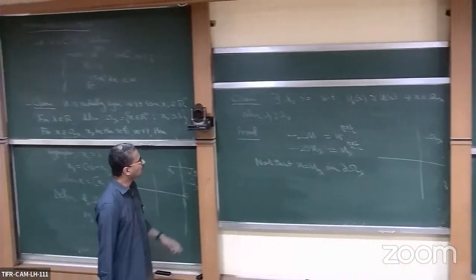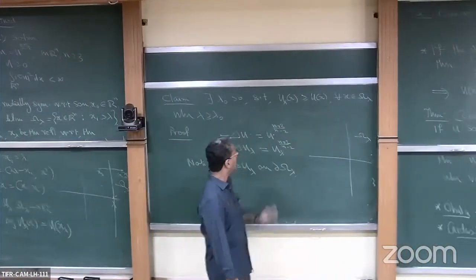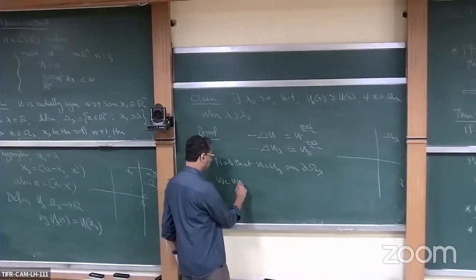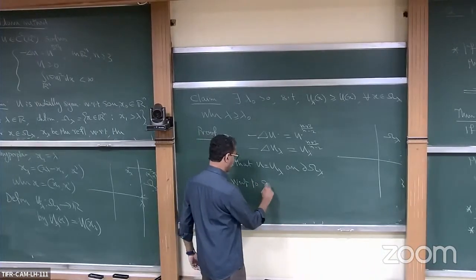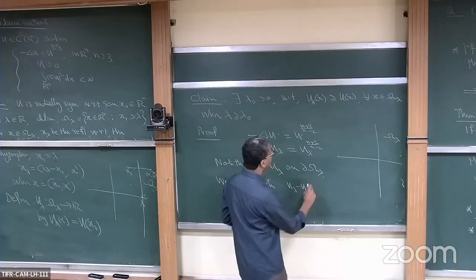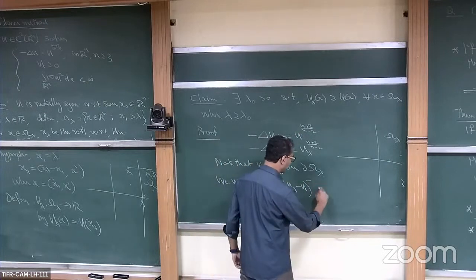So what we want to show is that u lambda is greater than or equal to u. Or in other words, we want to show that u lambda minus u is positive. So therefore, I want to show that its negative part is zero.